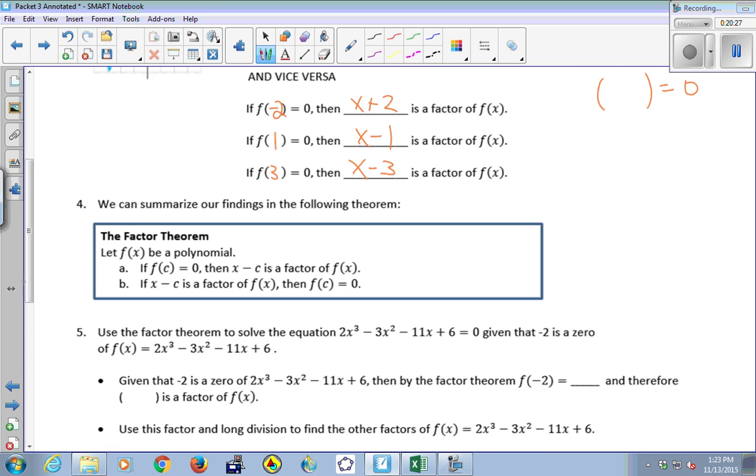So this is what we summarize as the factor theorem. If c is a 0, x minus c is a factor, and if x minus c is a factor, f of c is 0.